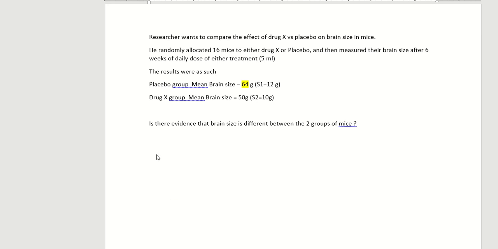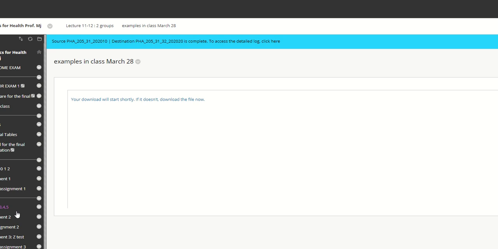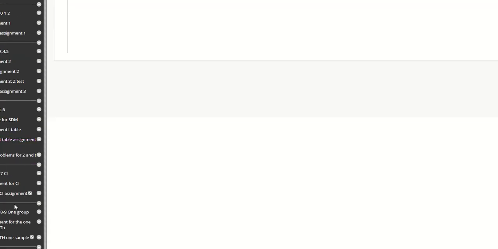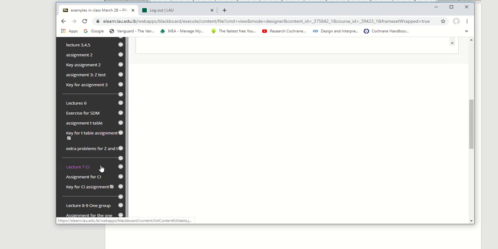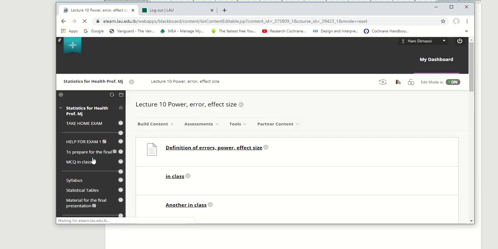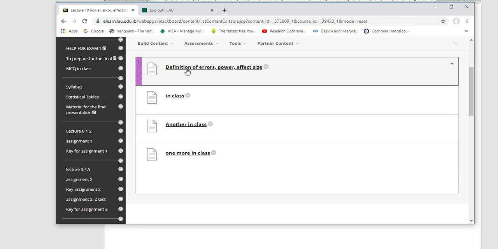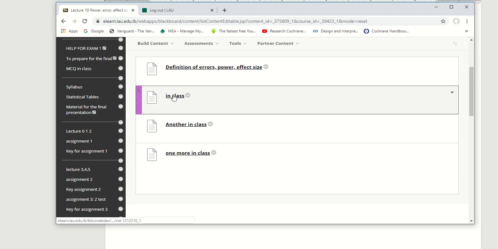This exercise, you have it on Blackboard under the section that talks about power, etc. So here's Blackboard. If you go under power, this is the lecture, and then here in class, another in class, and one more in class. These are exercises that were usually done in class, and I'm going to do them here over the video. So the one I'm doing right now is the first one right here.